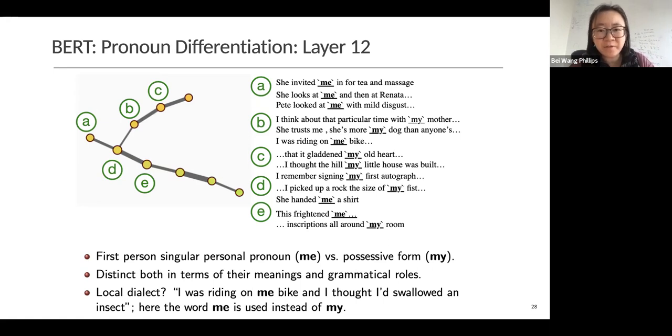So now there's different usages. But interestingly, in node B, it also contained this sentence that I was riding me bike. So it's in the same branch with my dog, my mother. So it's actually used as if it's possessive form. So we argue that this is a local dialect. You know, the me in the contextual sense is actually used the same way as my, right? So this is again a differentiation between how the word is used in the context of the sentence.